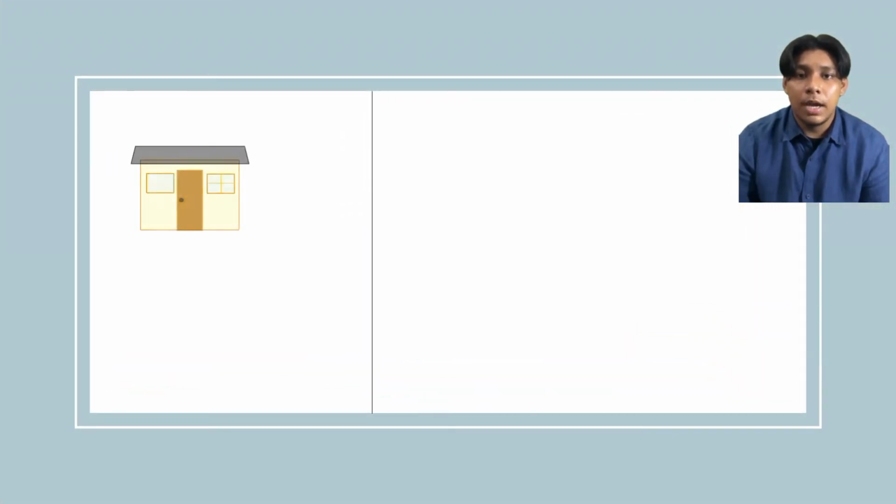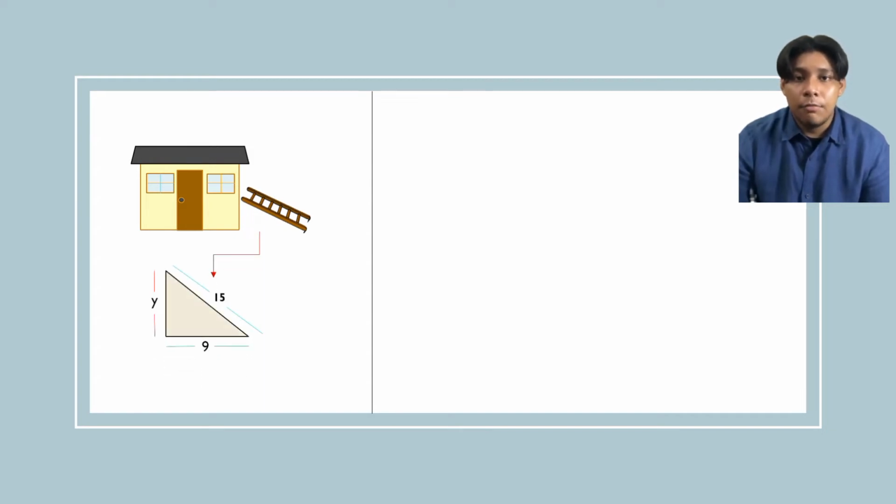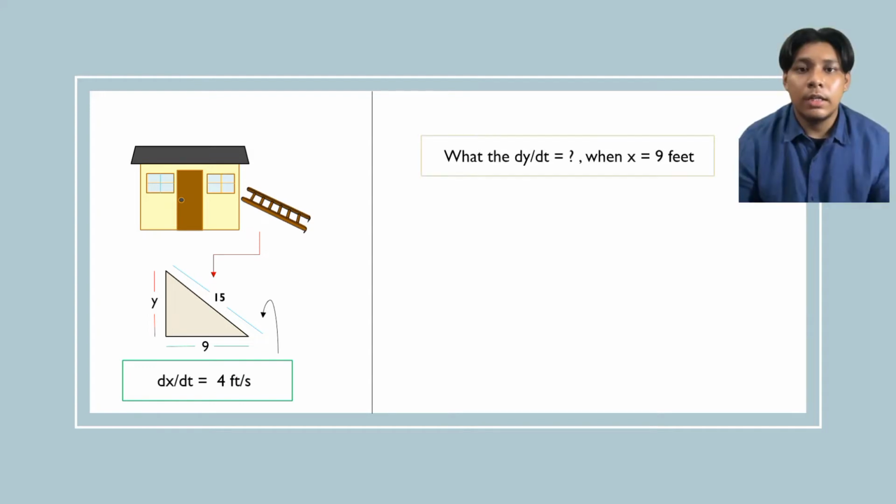Based on the information, we are given a house and a ladder, and we already know that the length of the ladder is 15 feet. You can imagine that the shape between the house and the ladder is a triangle. Basically, the hypotenuse of the triangle is 15 and 9 for the adjacent. Also, we are given 4 feet per second as dx over dt. What is dy over dt when x is 9 feet?